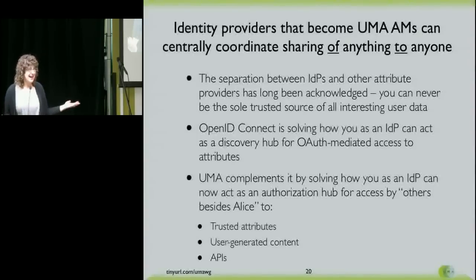OpenID Connect is a nice adjunct, obviously. Google is working with the OpenID Connect folks, and it seems like it's going in that direction. UMA provides all these complementary pieces of functionality, Alice to star sharing. We see opportunities with trusted attributes, user-generated content, APIs, whatever it is that you want to share that's on the web.